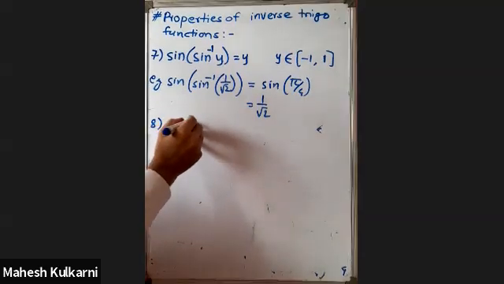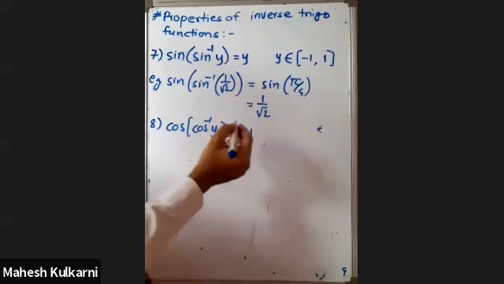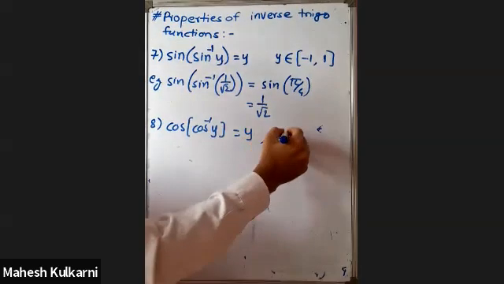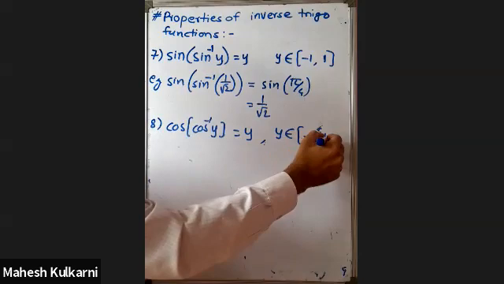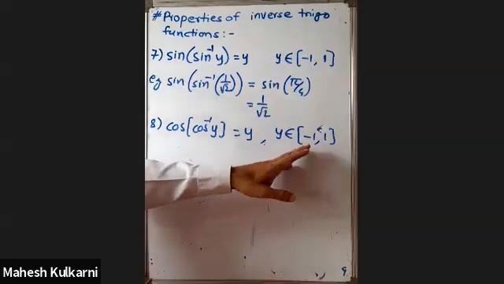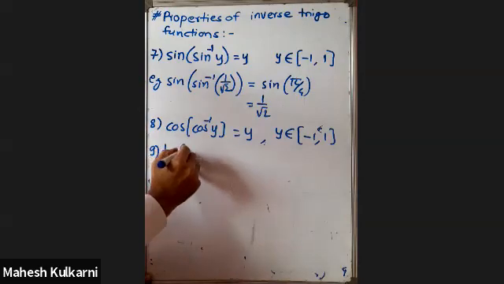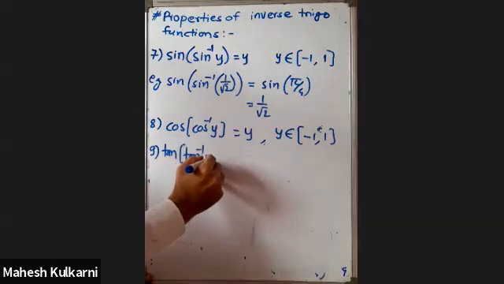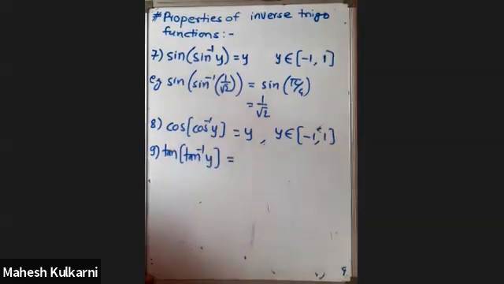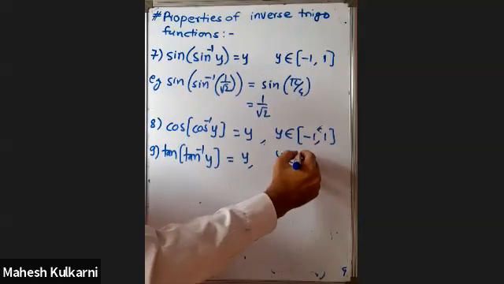Similarly, write cos inverse y. It is also y, provided that y is in the interval minus 1 to 1. This value, it should be between minus 1 to 1. Same, they say sine inverse. Now tan of tan inverse y. Tan of tan inverse y is y such that y belongs to R.